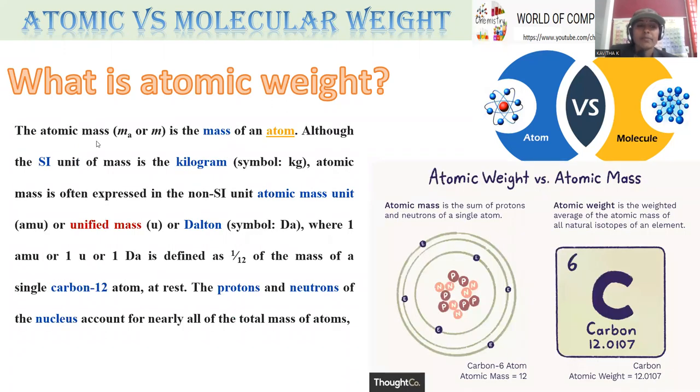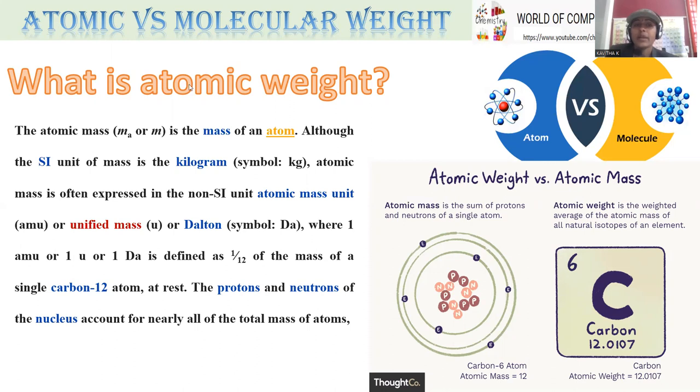Now let us see, atomic mass is the mass of an atom, although kilogram is the SI unit for this. Apart from this, it can be represented in unified mass, small u, or Dalton indicated with Da. One unified atomic mass unit, one Dalton, is defined as 1/12 of the mass of a single carbon atom at rest, right? The protons and neutrons of the nucleus account for nearly all the mass of the atom. So this is the fundamental thing we have to remember.